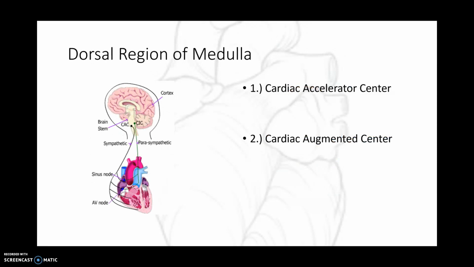All right, so let's talk about our medulla for a second. The dorsal region of the medulla has two centers. Our cardiac accelerator center, this is going to influence our rate of cycles, and then our cardiac augmentor center. This regulates our force of contraction.